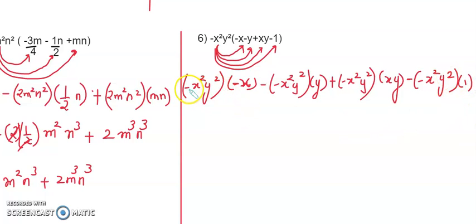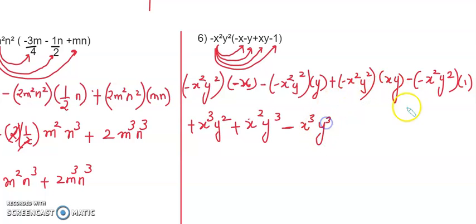Okay. So this minus into minus will become a plus. x square into x is x cube y square. Minus into minus is a plus x square y cube. Right? Next. Minus into plus, minus. x square into x, x cube. y square into y, y cube. Minus into minus, plus. So that's the answer.